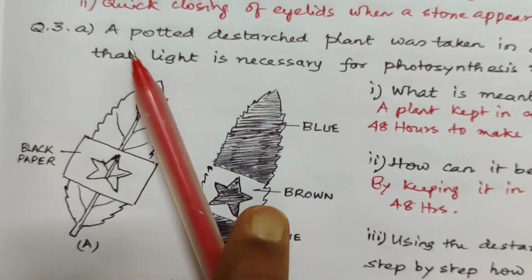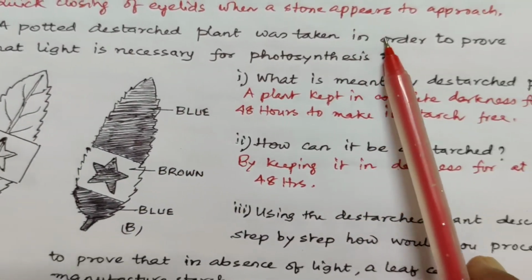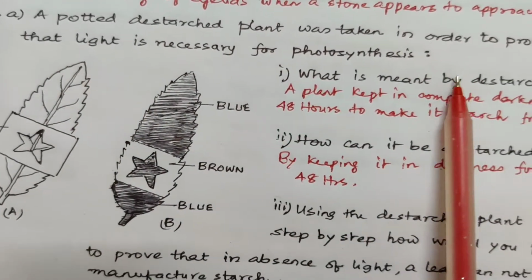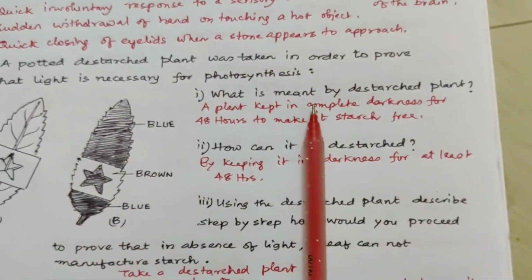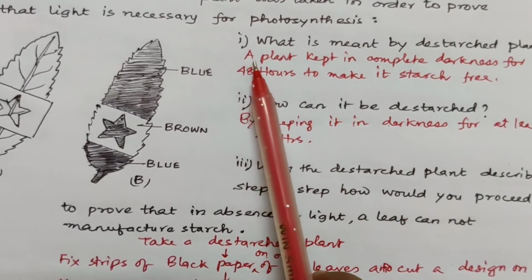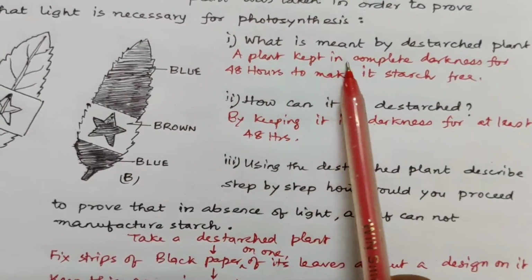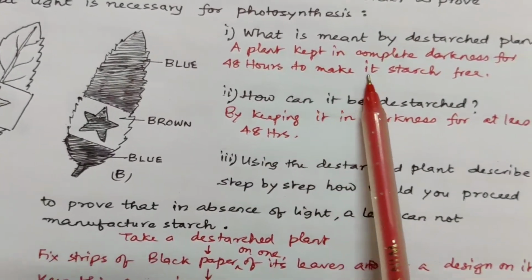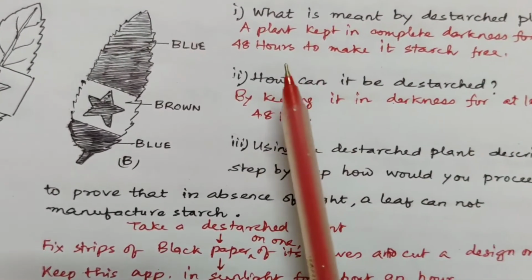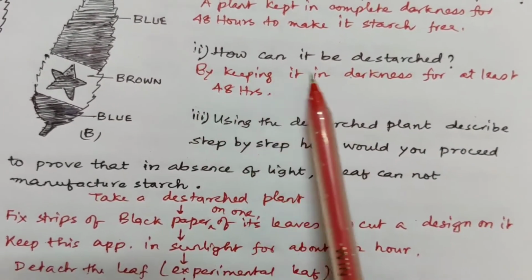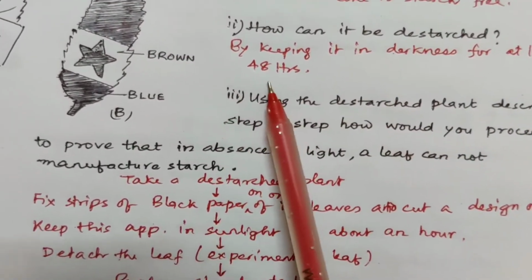Next question is, a potted tea-starch plant was taken in order to prove that light is necessary for photosynthesis. What is meant by de-starching or a de-starched plant? A de-starched plant means a plant that is kept in complete darkness for 48 hours plus to make it starch free. How can it be de-starched? The process is the same: by keeping it in darkness for at least 48 hours.